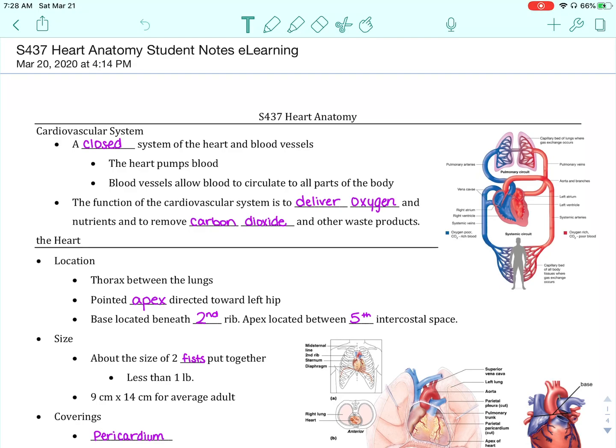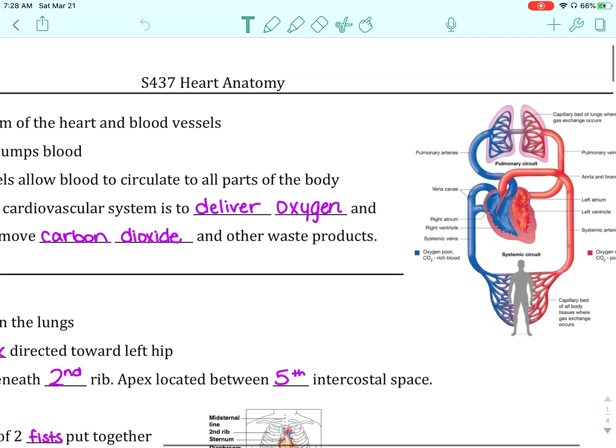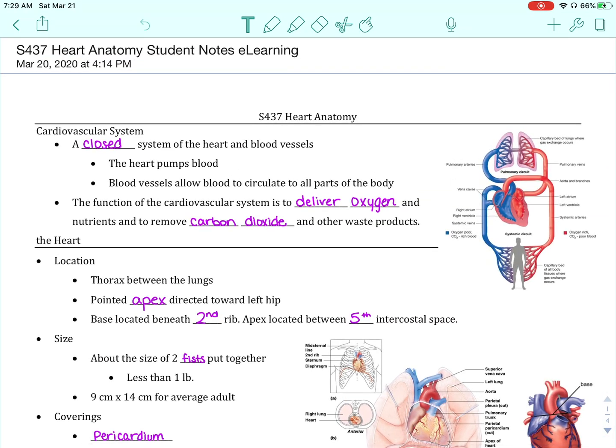unlike an open system that opens up to the environment or the outside world. In this case, this is a closed system. The heart pumps blood, and then the blood vessels allow blood to circulate to all parts of the body. The function of this system is to deliver oxygen and nutrients and to remove carbon dioxide and other waste products, and to overall maintain pressure within the cardiovascular system so that you have blood supply in places that are a little bit further away from the heart.